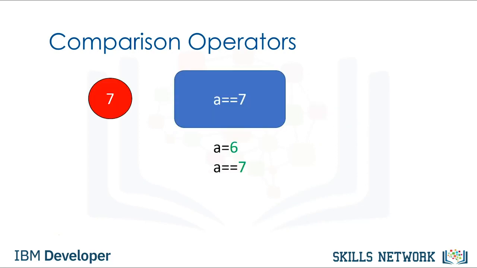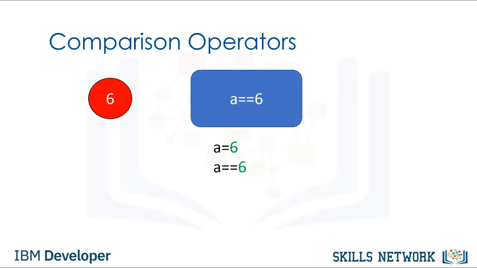We can use the equality operator denoted with two equal signs to determine if two values are equal. In this case, as 6 is not equal to 7, the result is false. If we performed an equality test for the value 6, the two values would be equal. As a result, we would get a true.